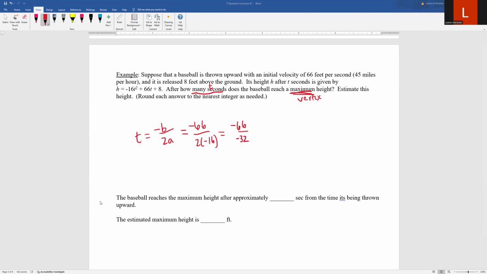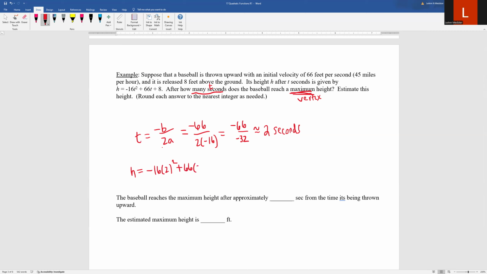So we divide that. It's negative over negative, so it's going to be positive. And then they said round to the nearest whole number or integer, which means the decimal will bump that up to a 2. So that's going to be roughly 2 seconds. So it's going to take 2 seconds for that baseball that's being thrown up to reach its maximum height. And then they said estimate this height. So we want to plug it in and find the height. So we're going to plug in 2 seconds for our t.